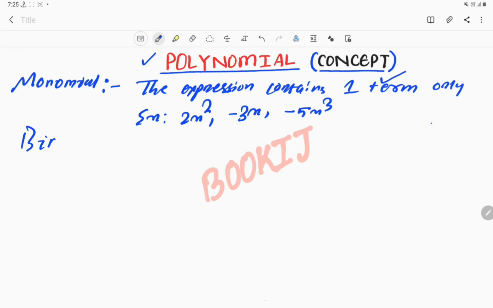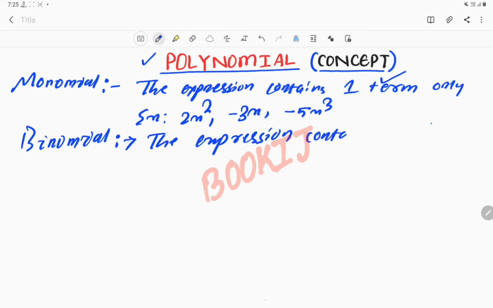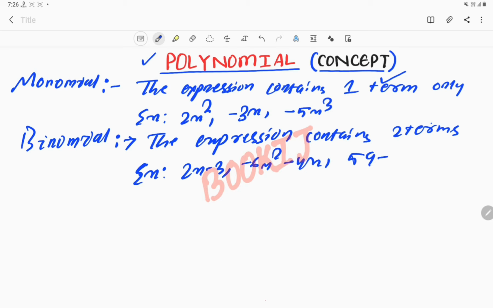Next term is your binomial. So what about binomial? It is the expression that contains two terms, known as your binomial. So the examples we can write: 2x minus 3, minus 6x square minus 4x, then 5x plus 9. So these are the examples of your binomial.